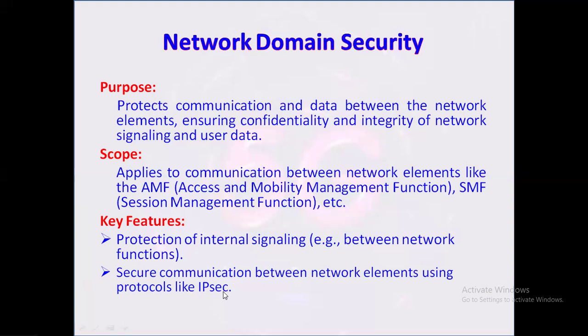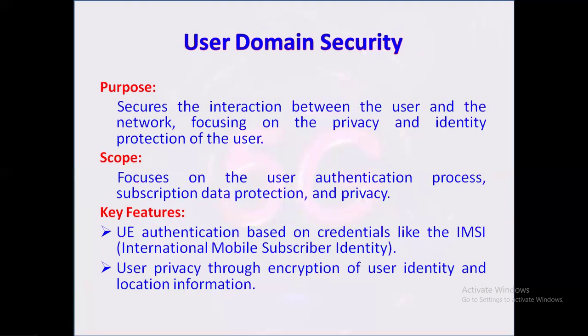By using IP security, NDS enables secure data paths between network functions, safeguarding both control and user data within the network core. Next, user domain security. The purpose of this security is to secure interactions between the user and the network, with a focus on protecting user privacy and identity. It ensures that sensitive user data remains confidential, minimizing the risk of unauthorized access.